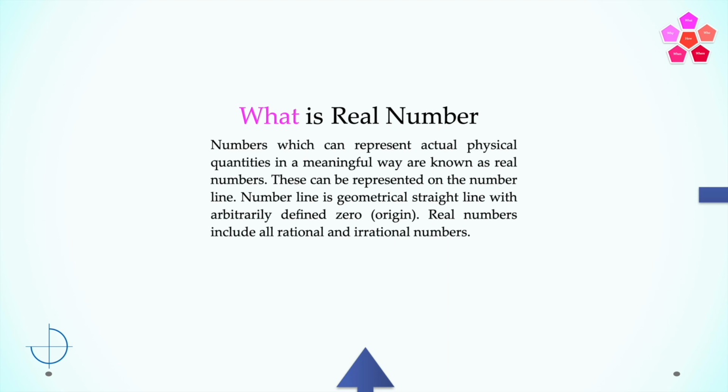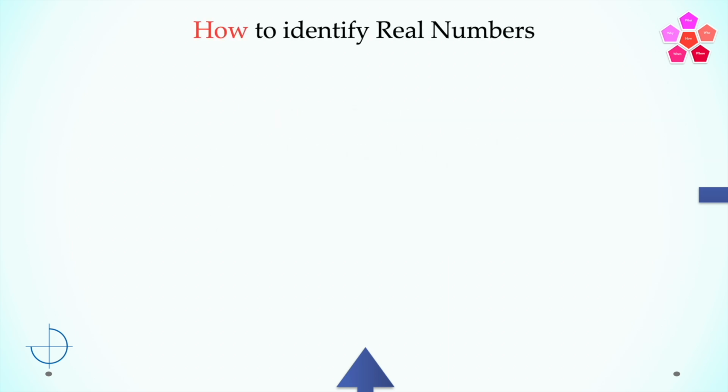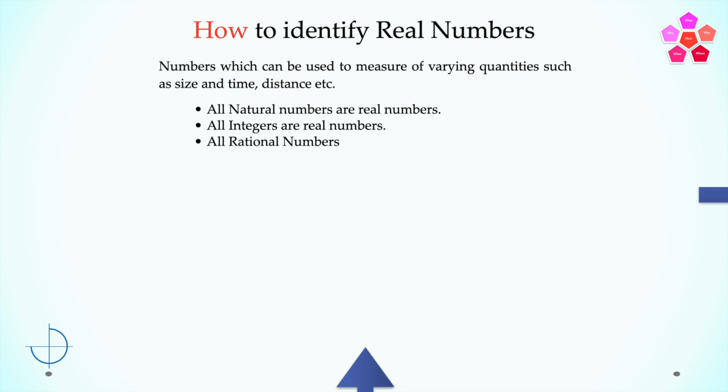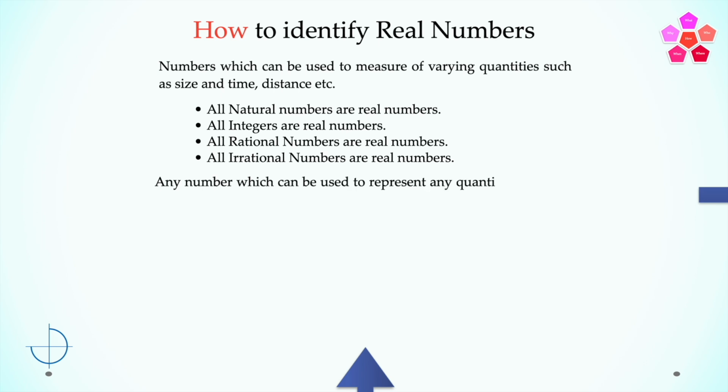So the question would be, how to identify real numbers? Numbers which can be used to measure varying quantities such as size, time, distance, etc. are real numbers. So all natural numbers are real numbers. All integers are also real numbers. All rational numbers are also real numbers. All irrational numbers are also real numbers. In short, any number which can be used to represent any quantity or number in the real world is a real number.